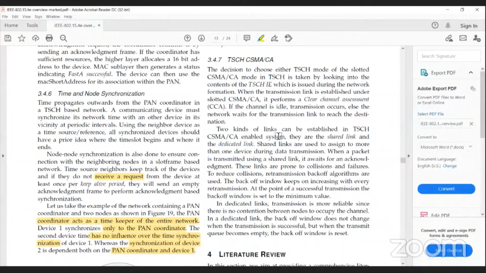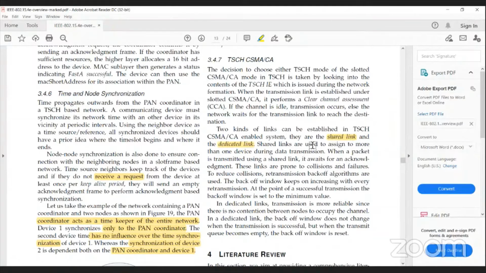You can have that slot frame structure and you can also do CSMA/CA. In other words, you can do what is known as a dedicated link. You can have a dedicated link and you can have a shared link. Okay, the shared link is pretty interesting.